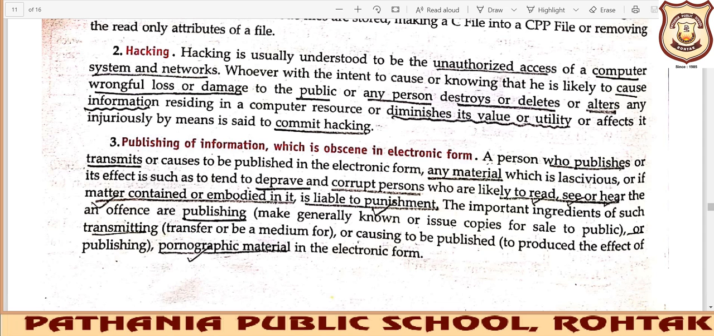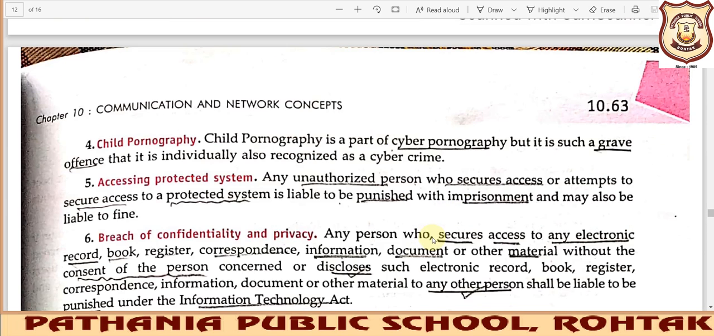Otherwise the hacking is not ethical or not justified. Next, publishing of information which is obscene in electronic form means anyone cannot publish any material which can corrupt persons. Whatever information is being delivered in a document or in a video, if it is distracting the minds of the audience, then definitely that is also a crime. Like child pornography is also a crime.